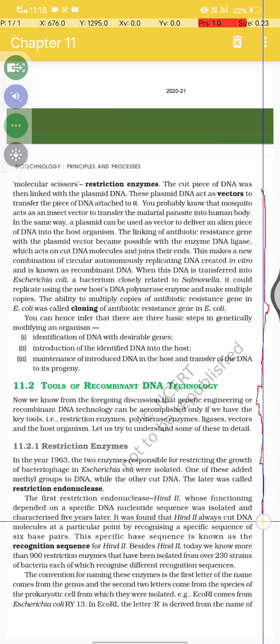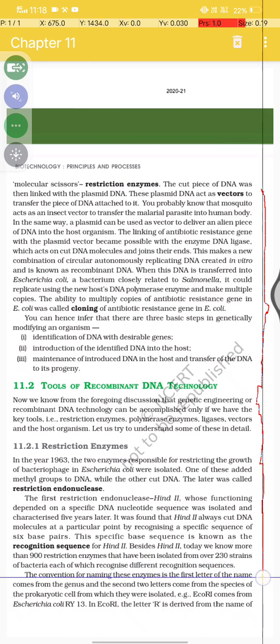It was found that Hind II always cut DNA molecules at a particular point by recognizing a specific sequence of six base pairs. This specific base sequence is known as the recognition sequence for Hind II. Besides Hind II, today we know more than 900 restriction enzymes that have been isolated from over 230 strains of bacteria, each of which recognizes a different recognition sequence.